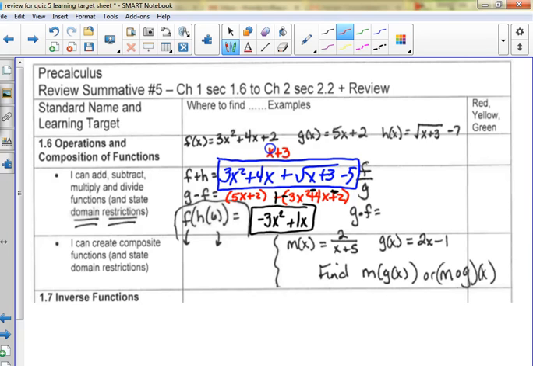X plus 3 must be greater than or equal to 0. Don't forget the or equal to. Okay? And I think this particular question on the quiz, it says in interval notation. Okay? So we get x is greater than or equal to -3. So you'd have -3 to infinity.